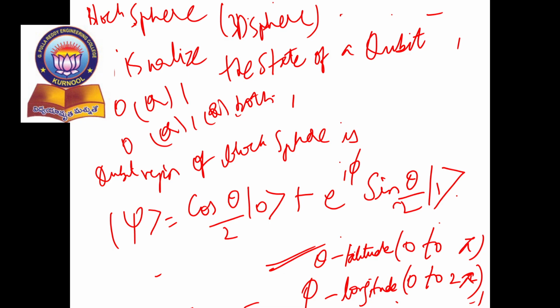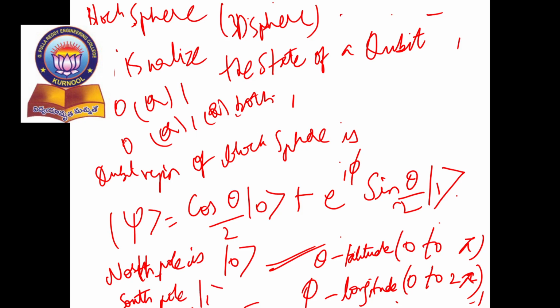Okay. So usually the North Pole is represented with 0 state, and the South Pole, it is represented with 1 state. And the equator, it is always in the superposition state. So this is about the Bloch sphere.